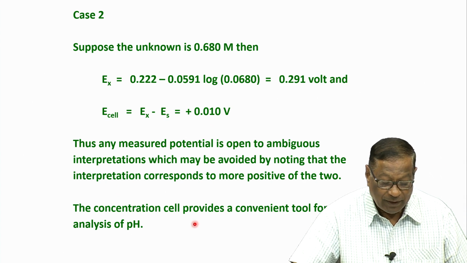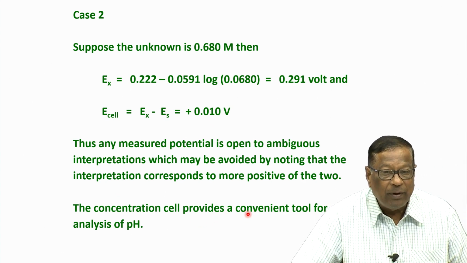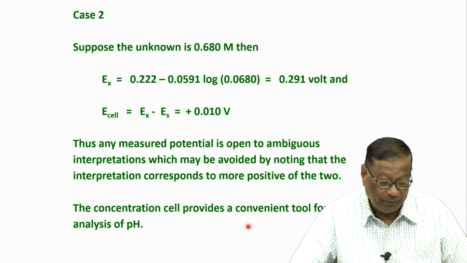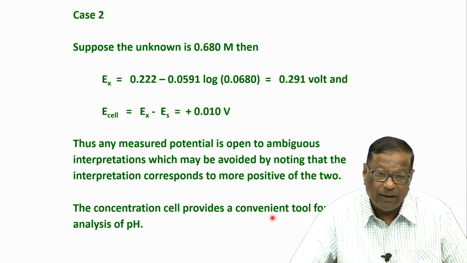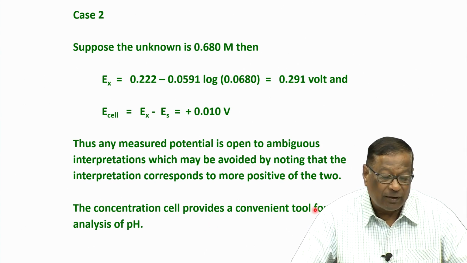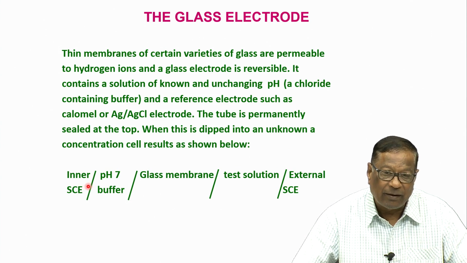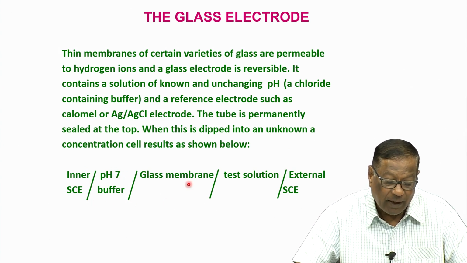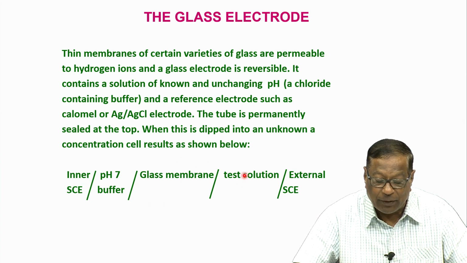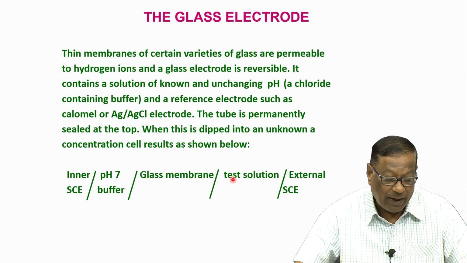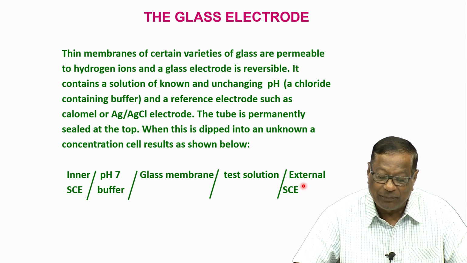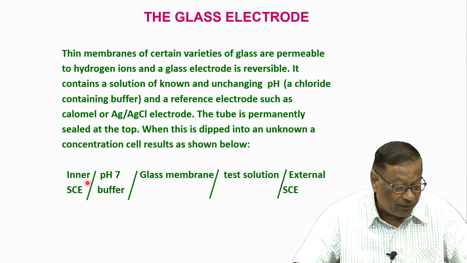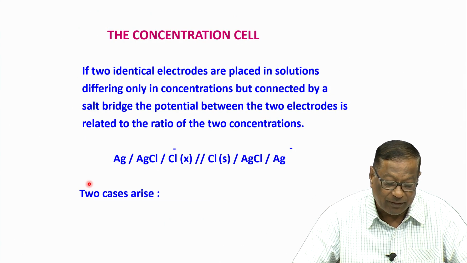Okay. So, the concentration cell, I have given you an example of silver chloride now. Now, I can give you a concentration cell of hydrogen ion itself. Just look at it. I have an inner calomel electrode. I have a hydrogen ion solution of pH 7 as buffer. I have a glass membrane that is like a salt bridge, and then I have a solution whose pH I want to know, and then I am connecting to an external SCE. So, this is essentially like what we had talked about, a concentration cell.